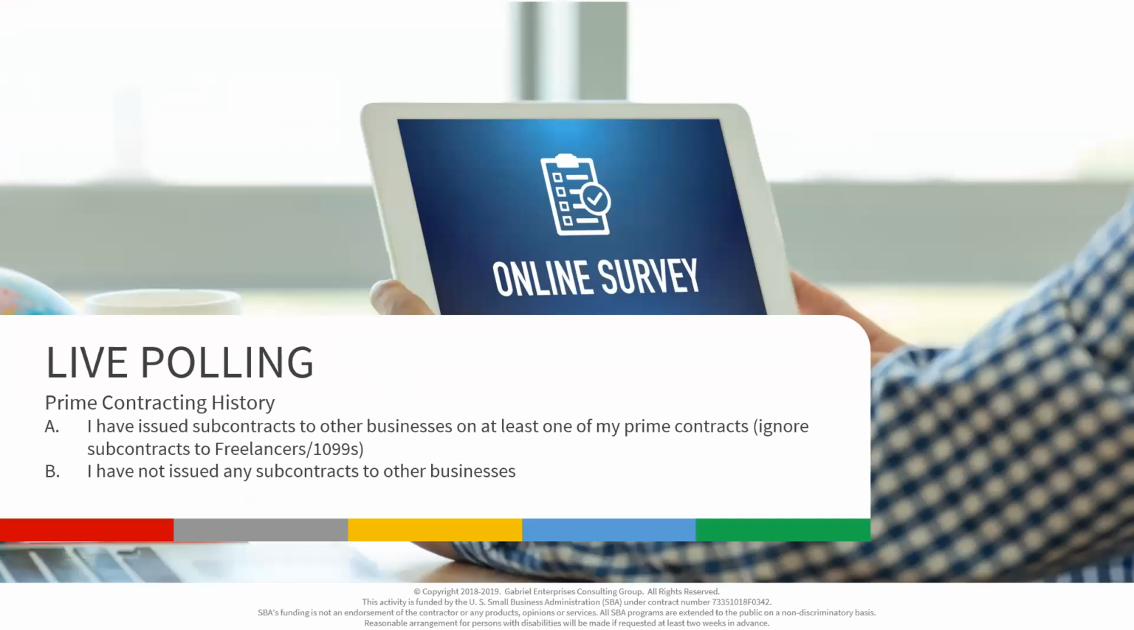We will talk a little later about how, for compliance purposes, you don't want to ignore those subcontracts to freelancers and so-called 1099s. But for now, just look at company to company prime and subcontract. Go ahead and submit your responses to that poll, and we'll come back and talk about the results in just a moment.